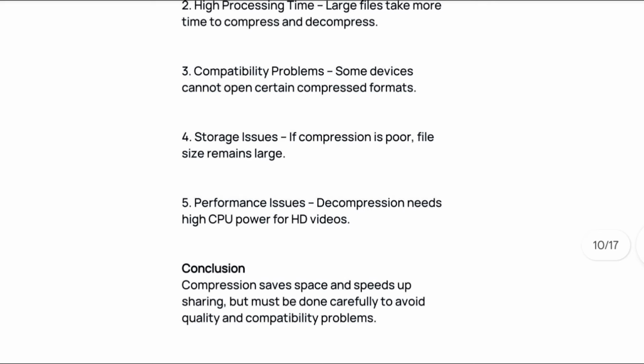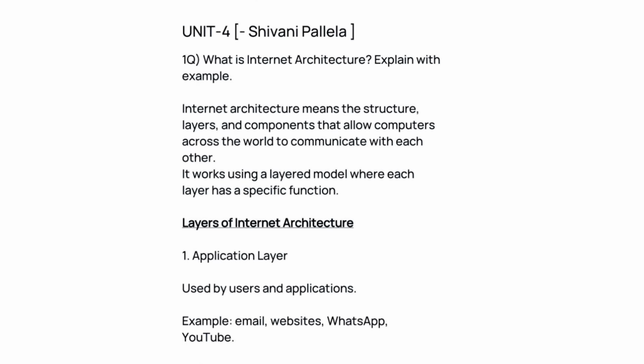Like for example, if you are converting HD videos, a high level of CPU power will be needed. So the conclusion is that compression saves space, speeds up sharing, and helps you carefully avoid problems and loss of quality. Clear? So these are the questions from unit number 3.